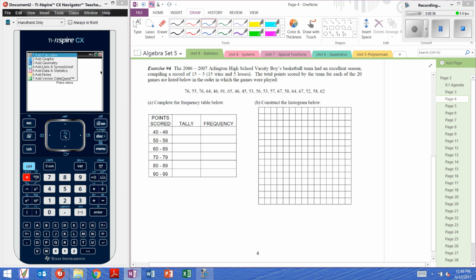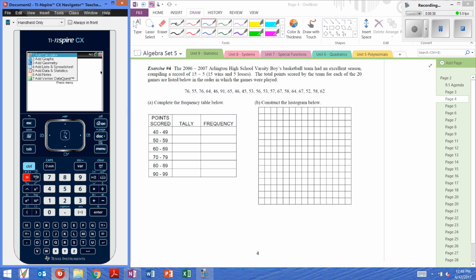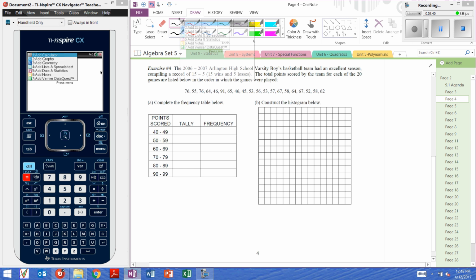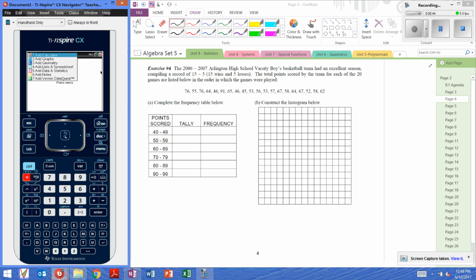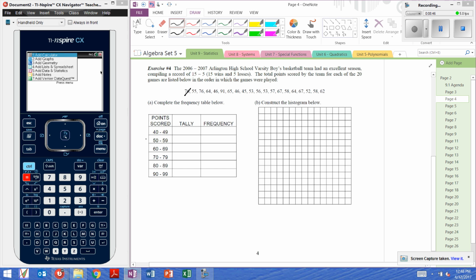What we're going to do is tally. So I'm going to pause the video and let you do this on your own. But a 76, where's a 76 going to go? Well, that's going to go in the 70 to 79 range. So take a minute, pause the video, and start tallying up all those values.